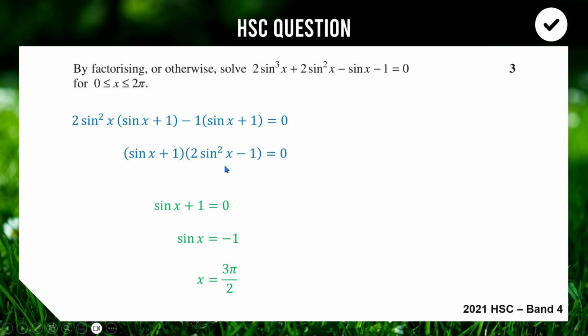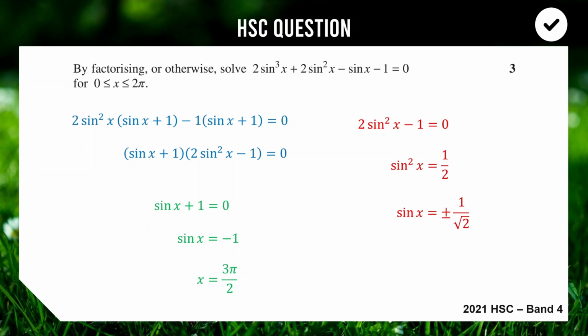Now for the slightly more spicy section, we have the 2 sine squared minus 1 equal to 0. We are going to add the 1 across and then divide by the 2. So we get sine squared equal to 1 over 2. We can then take the square root of both sides, but don't forget to do the plus minus, because you're going to be throwing away solutions and marks, which is what we're trying to avoid doing today.